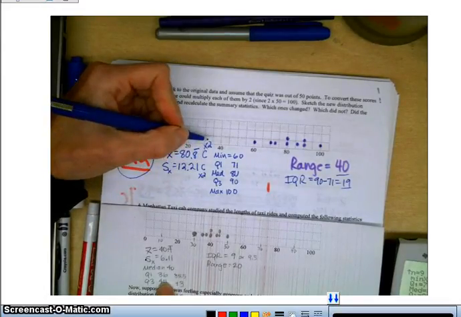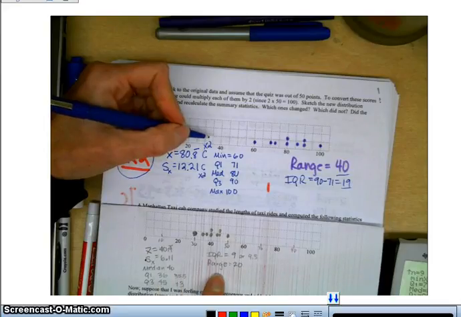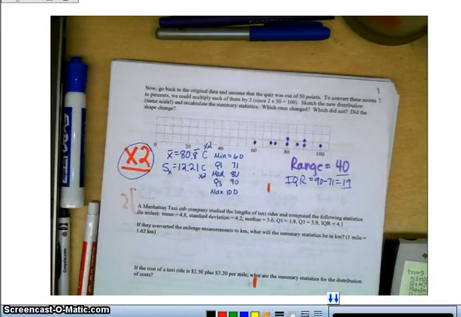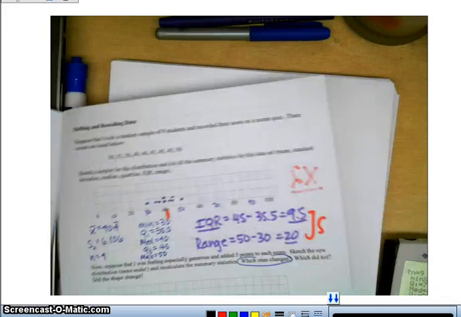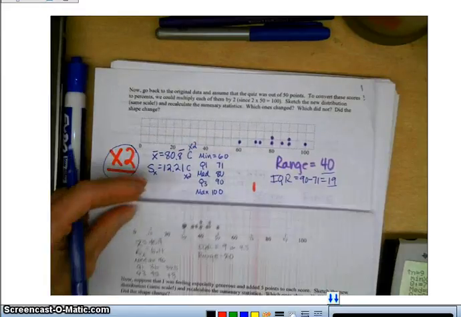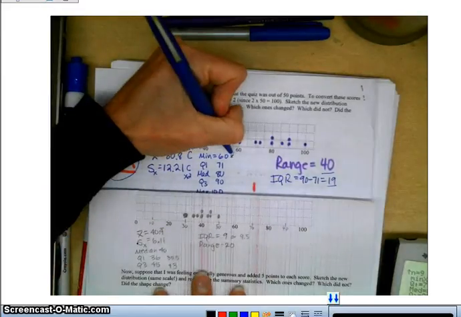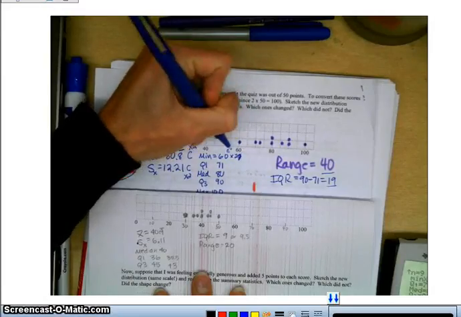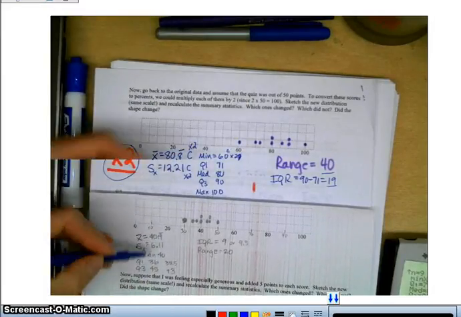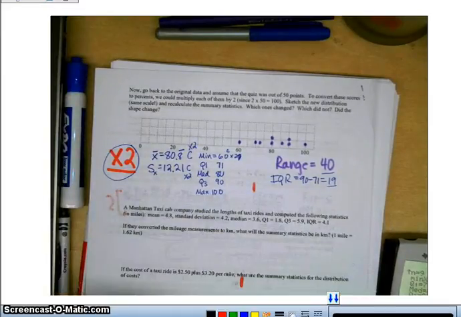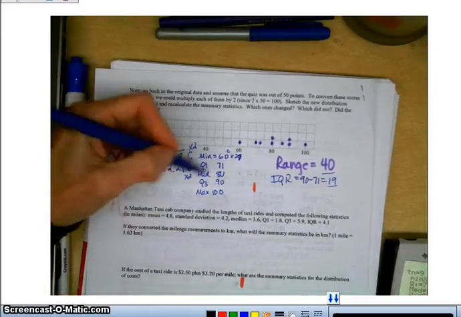The minimum used to be, let's see, it's on the other side of this paper. The minimum used to be 30 and now it's 60. So this multiplied by 2, not by 20. So that's changed. Everything has changed. Everything is twice what it used to be. Everything is twice what we already found it. So everything has been multiplied by 2.